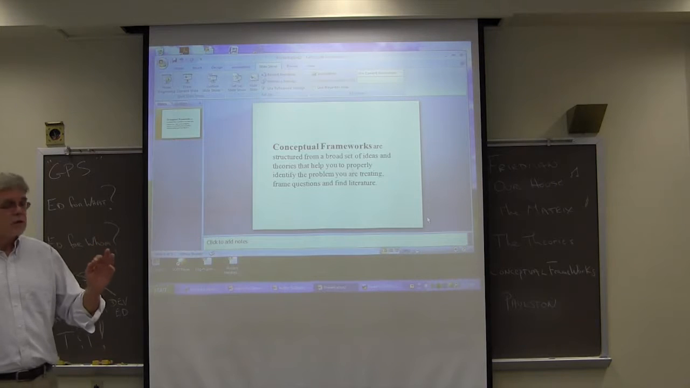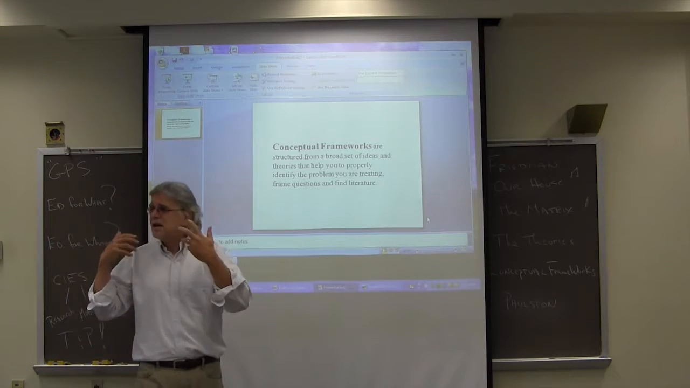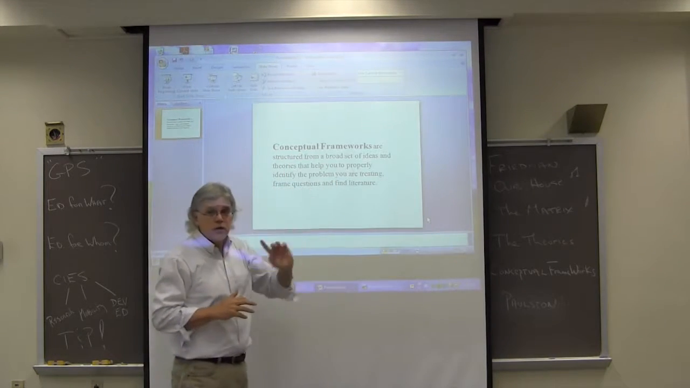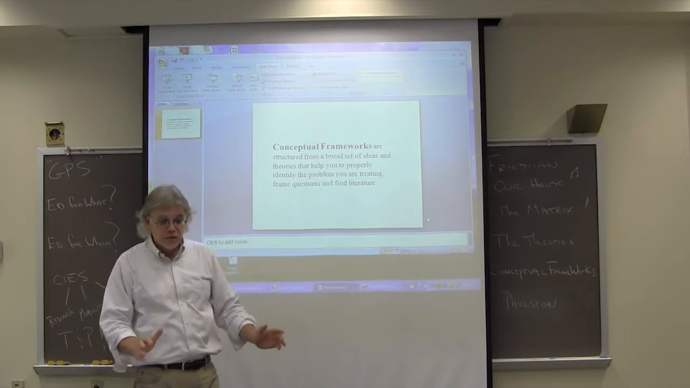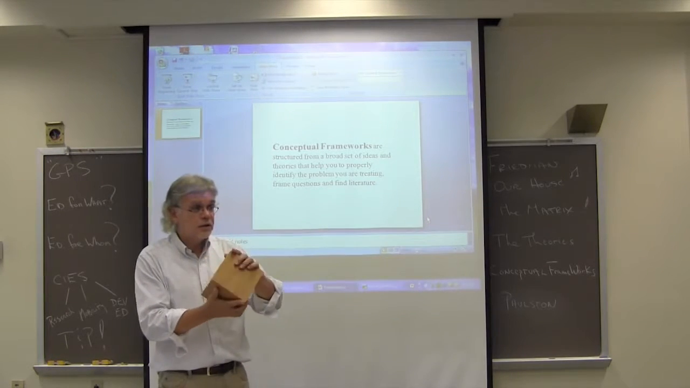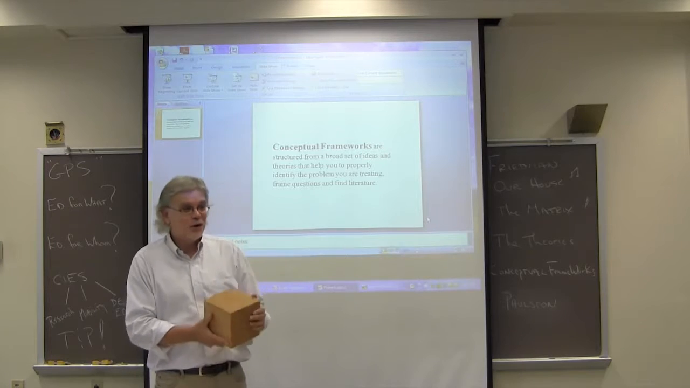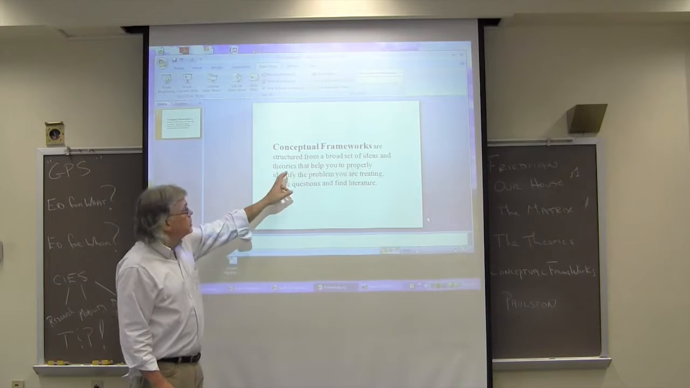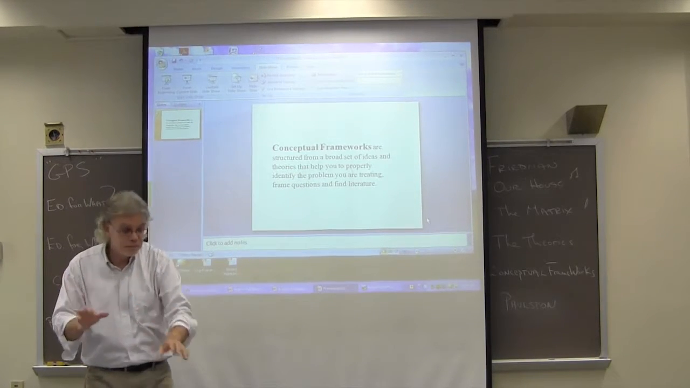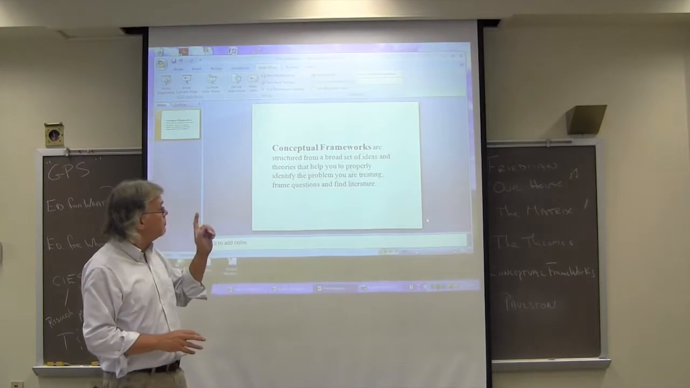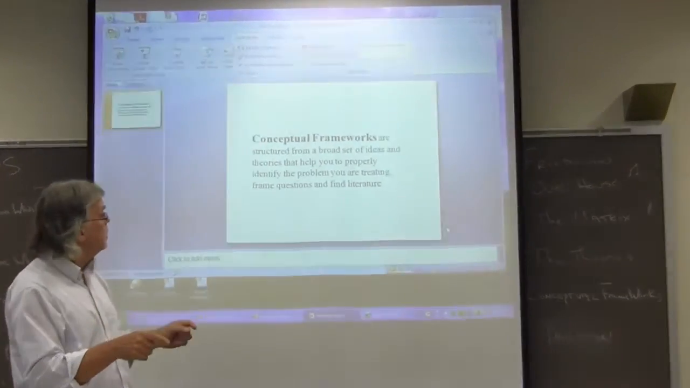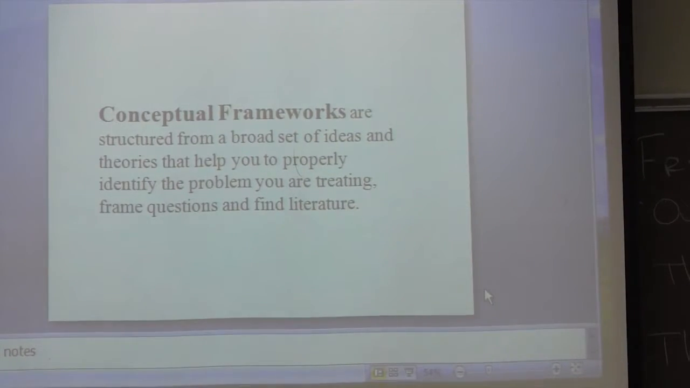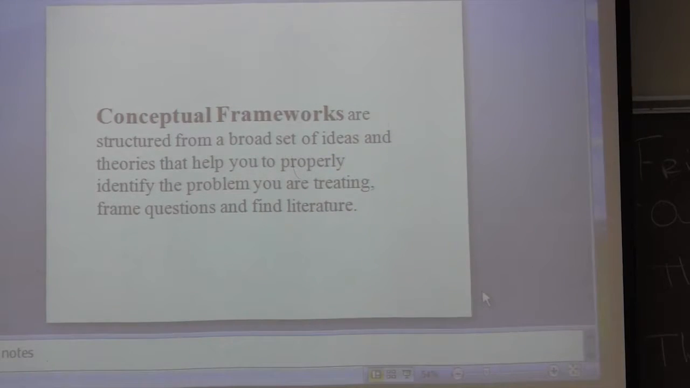Back to reality then. We talked last time about what exactly we are doing here: making the implicit explicit. What we're doing is working with conceptual frameworks. If there's ever a conceptual framework, there's one right there, made of wood, you can take it home with you, and it can fit in your back pocket. Conceptual frameworks are structured from a broad set of ideas and theories that help you properly identify the problem you are treating, frame your questions, and find the literature, finding the right kind of bibliography.